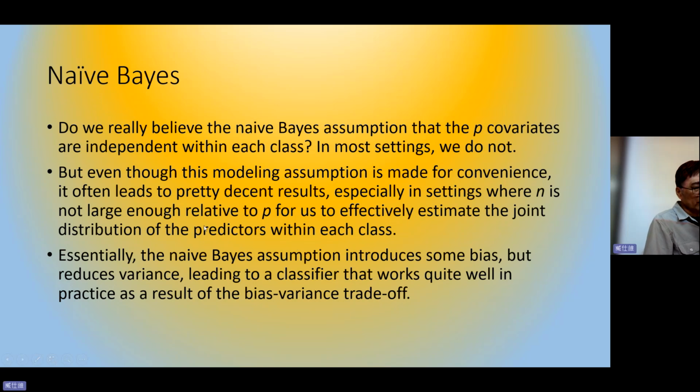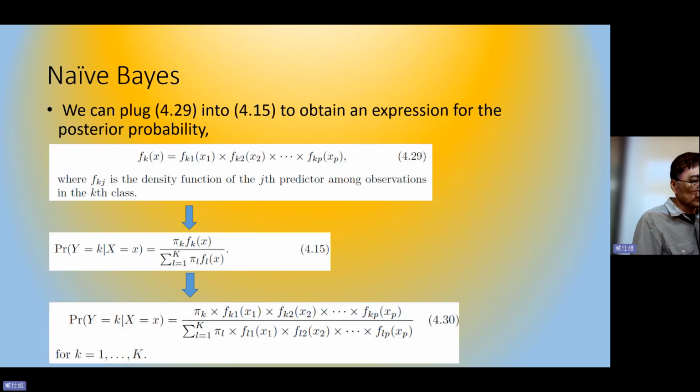Of course, there are some other problems, but essentially the naive Bayes assumption introduces some bias but reduces variance, leading to a classifier that works quite well in practice as a result of the bias-variance trade-off. So this is the third approach to calculate the posterior probability.